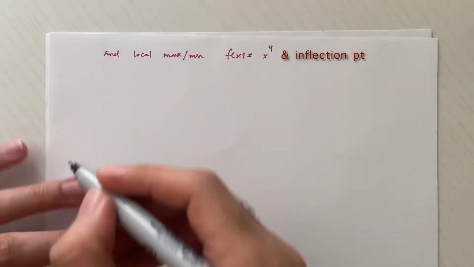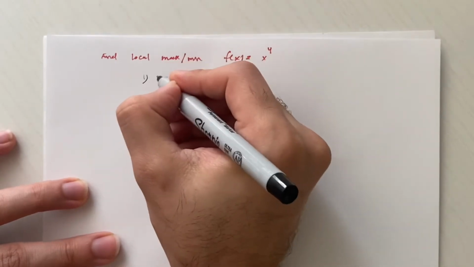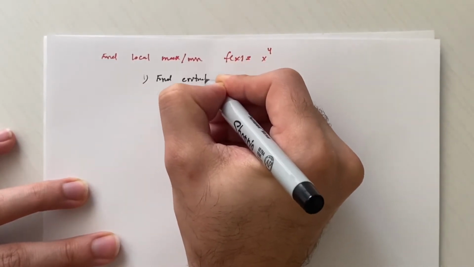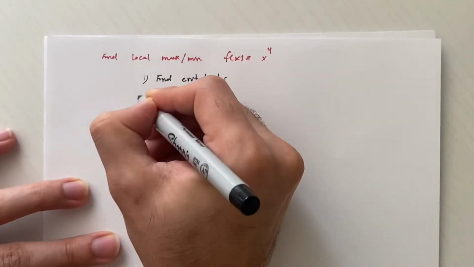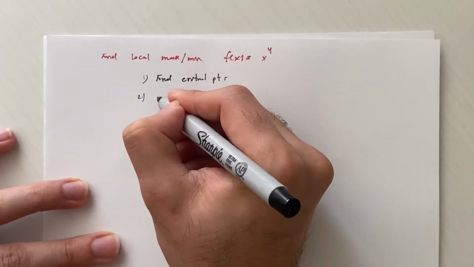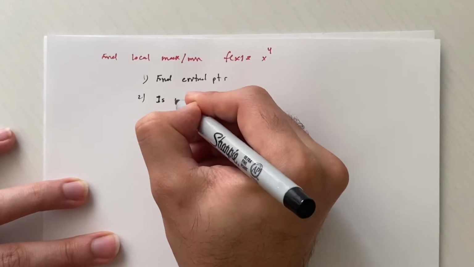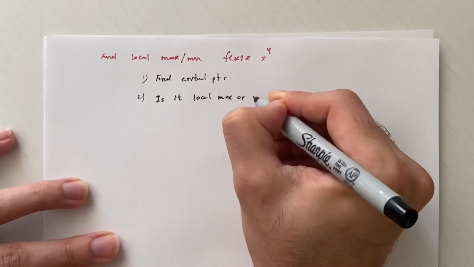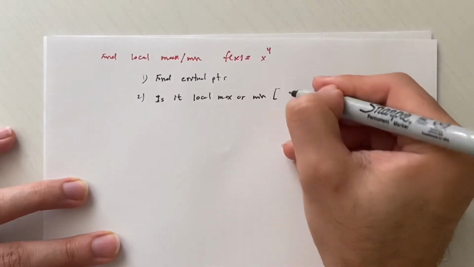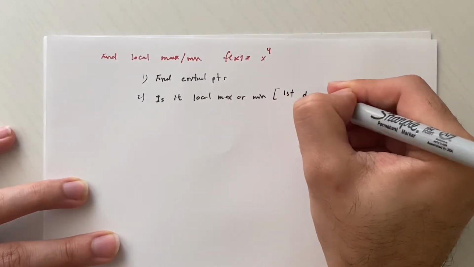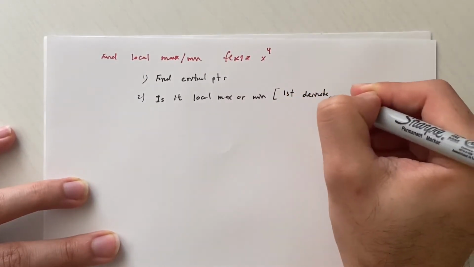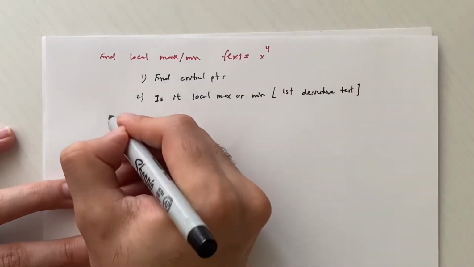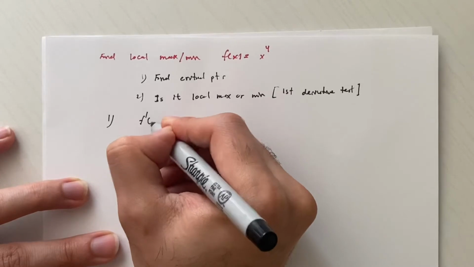Here we have this function x to the 4, and we want to find local max and min and also the inflection points. So first, to find local max or min, we need to find a critical point, and then we need to test these critical points to see if they are local max or min or either. We can apply the first derivative test or the second derivative test. Here I choose to do the first derivative test.